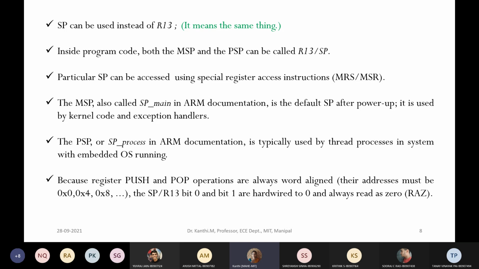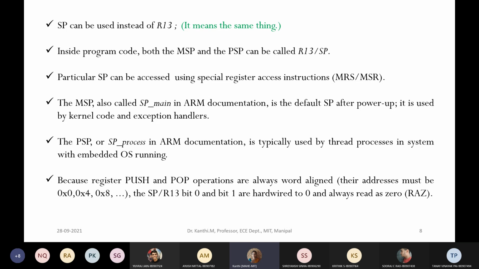When you use push and pop operations, as I just mentioned, it's word aligned. You'll be copying the whole 32-bit word. So your address will be incremented by 0, 4, 8, etc. As you know, it's a 32-bit address and you have 32-bit data. The whole word is accessed, so the address will be incremented by 4. Since you have all even numbers 0, 4, 8, etc., bit 0 and bit 1 are hardwired to 0, and always read as 0.